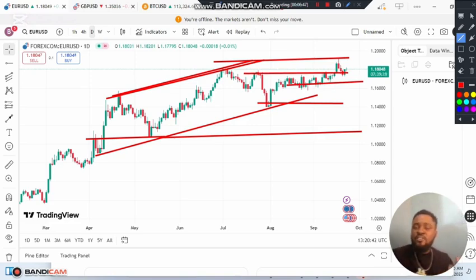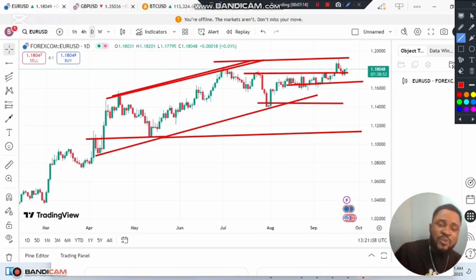So look at support areas for entries. And what I also want you to remember is that whenever a resistance is being broken, that resistance becomes support. If a support is being broken, that support becomes resistance. Understand? It's what happens in forex.